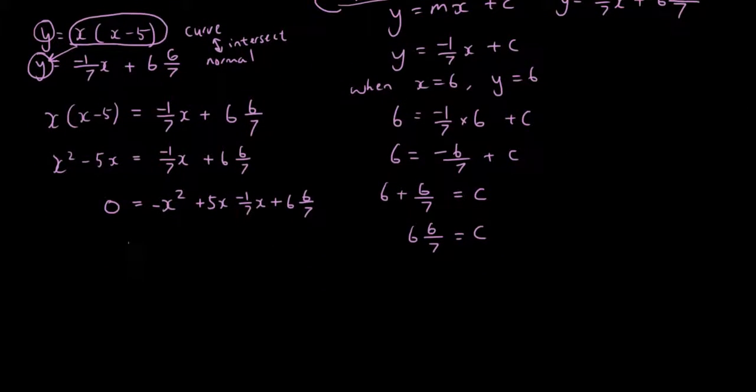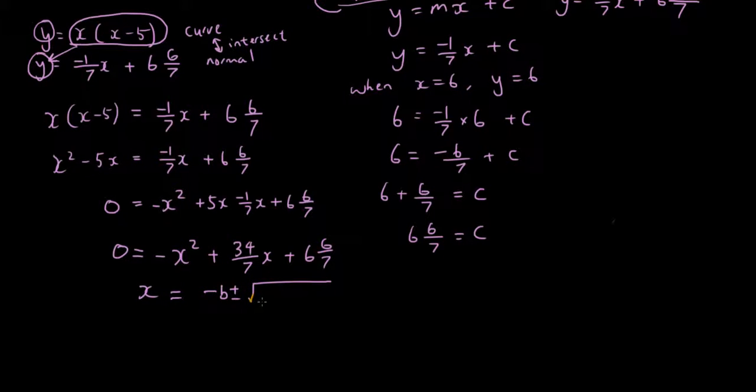Let's combine these two terms in the middle. So negative x squared plus 5 minus 1/7 is 34 over 7x plus 6 and 6/7. Now in order to solve for x, which is where the two lines will intersect, you then need to use the quadratic formula, right?